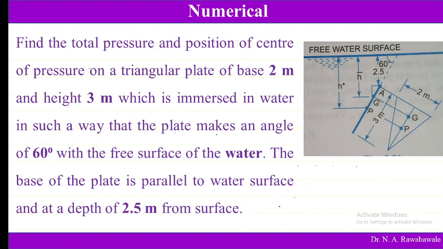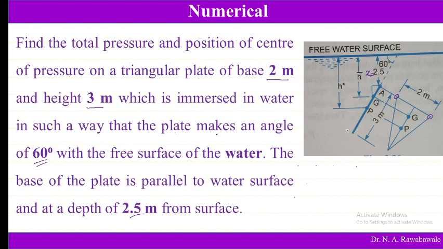Here it is based on a triangular plane. Find the total pressure and position of the center of pressure on a triangular plate of base 2 meters, whereas the height of the triangle is 3 meters. It is an isosceles triangle which is immersed in water in such a way that the plate makes an angle of 60 degrees, so theta is given, with the free surface of water. The base of the plate is parallel to the water surface and at a depth of 2.5 meters. So this base is 2.5 meter below the free surface, that is, distance x is given.